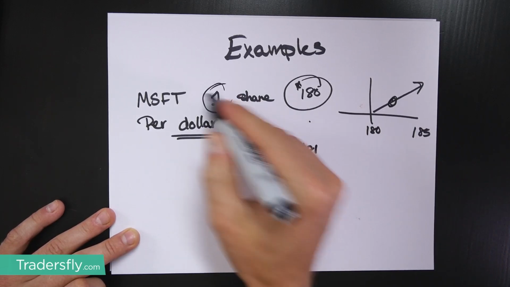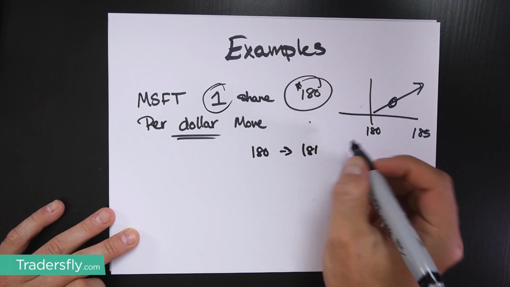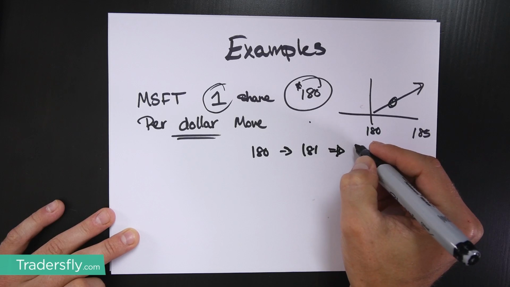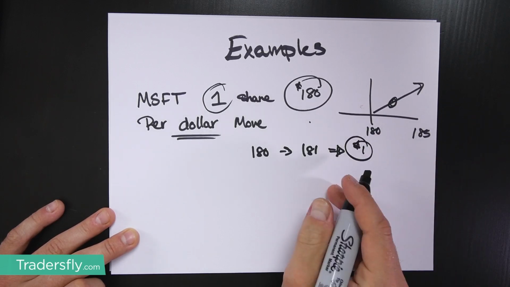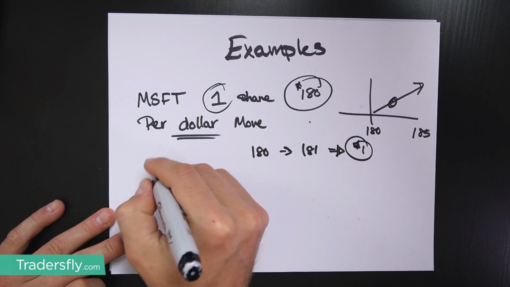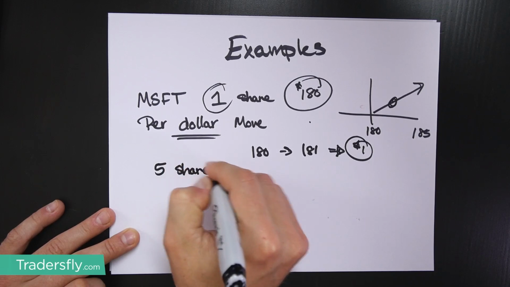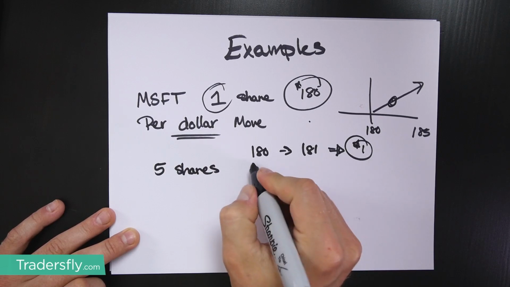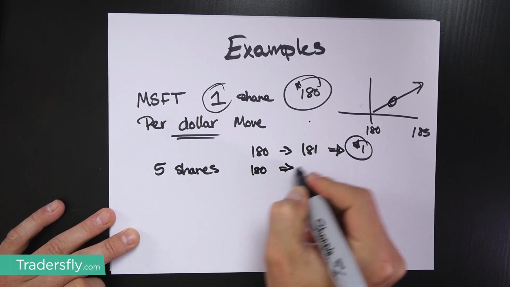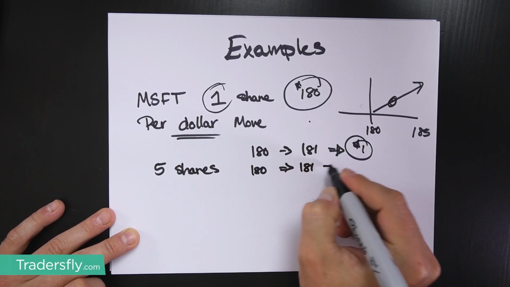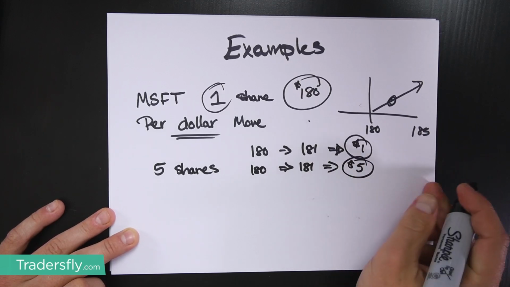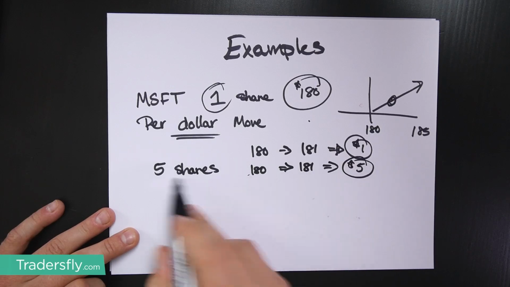Okay, and you got 1 share. How much did you make? You made $1. That's all it tells you. And if you got 5 shares, now you multiply this times 5, right? 180 to 181. How much did you make? You made $5. Five shares times a $1 move is $5.